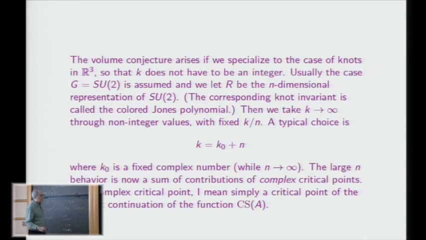The large n behavior turns out to now be a sum of contributions of complex critical points. This is what one finds empirically by studying the explicit formulas, which, as I explained at the beginning, exist for the Jones polynomial and likewise for the colored Jones polynomial. By studying these formulas, you find that the large n behavior is a sum of contributions of complex critical points. A complex critical point is a critical point of the analytic continuation of the function Chern-Simons of A.